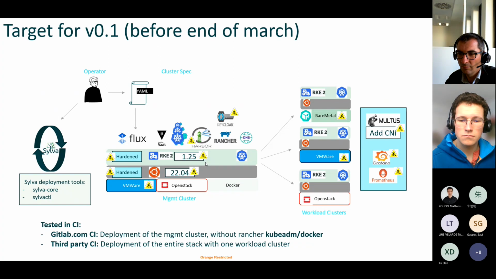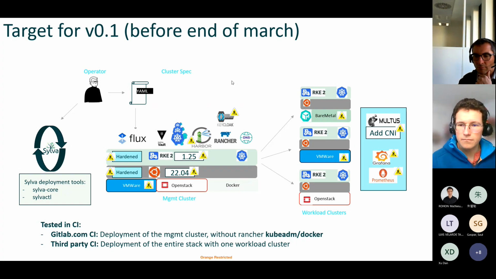So Cluster API is definitely a key element in the Sylva stack as it is today, because it comes with a lot of interesting infrastructure providers that most of the operators are interested in. I mean, it comes with an OpenStack infrastructure provider, a VMware infrastructure provider, but also with a Metal3 infrastructure provider that allows us to easily deploy some Kubernetes clusters on top of bare metal.